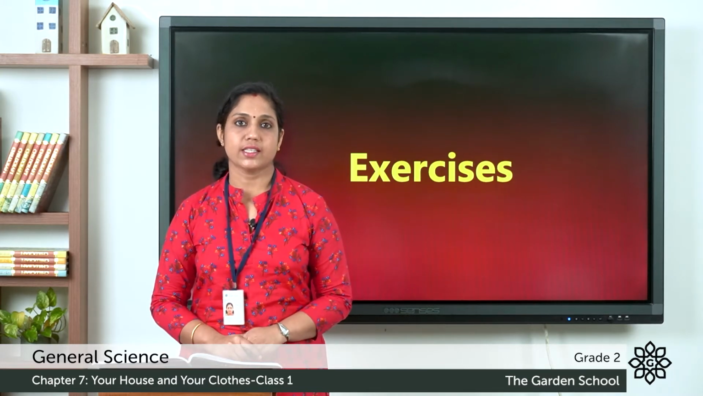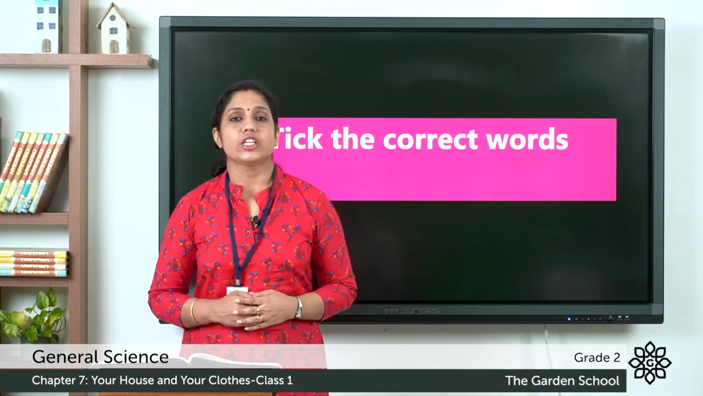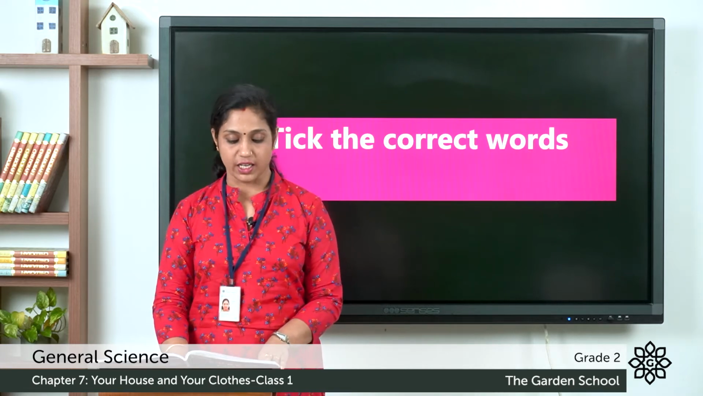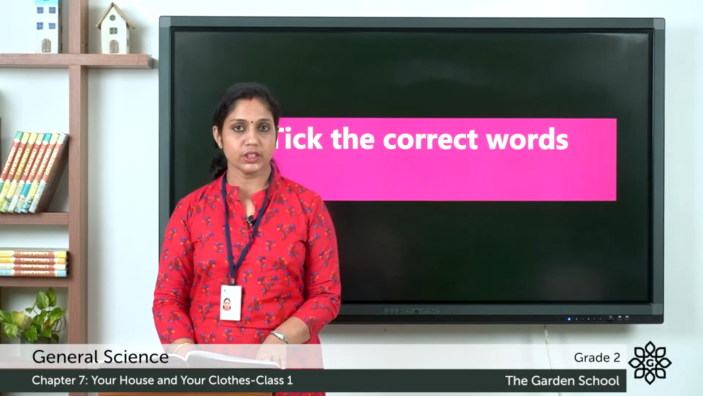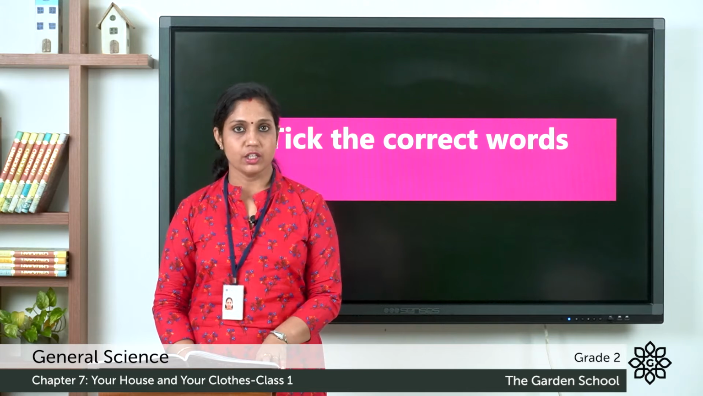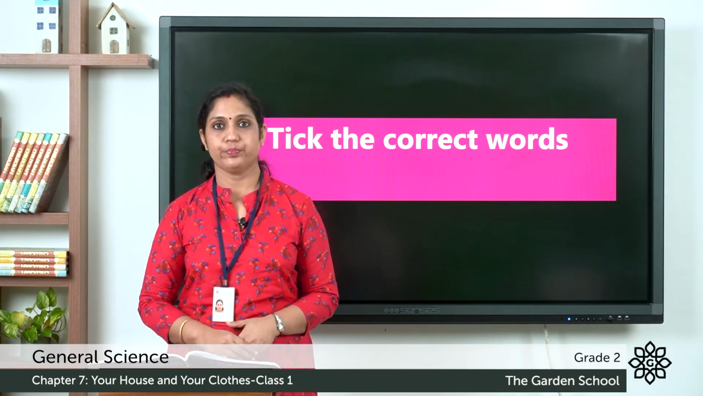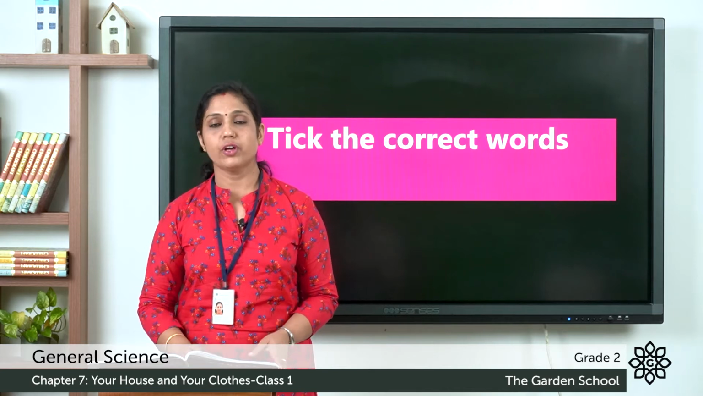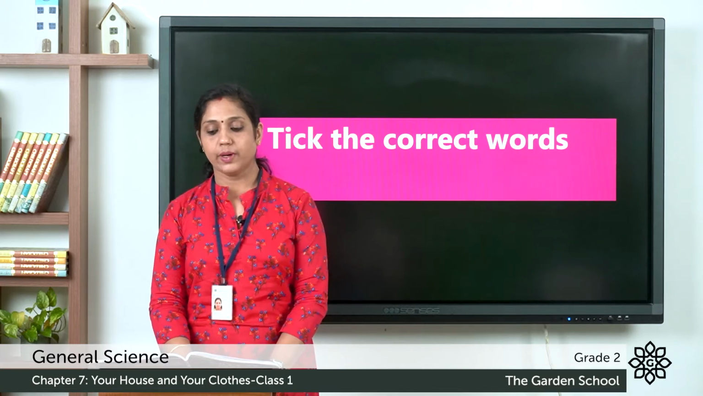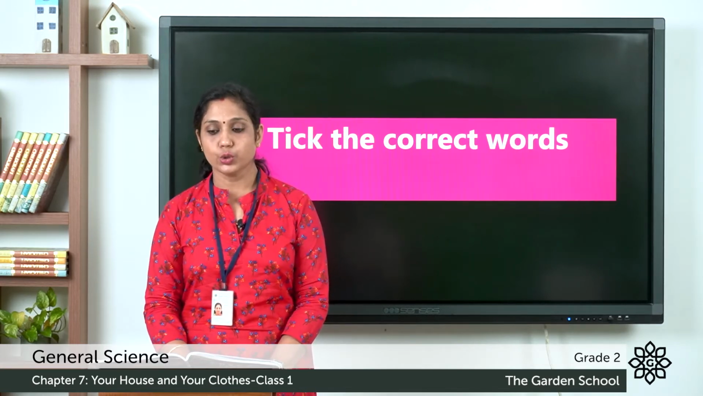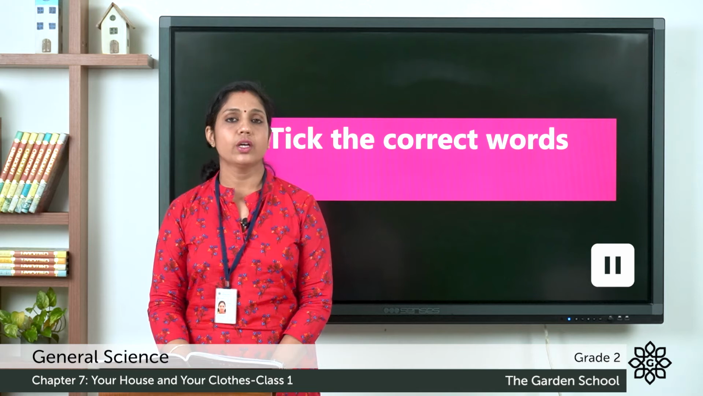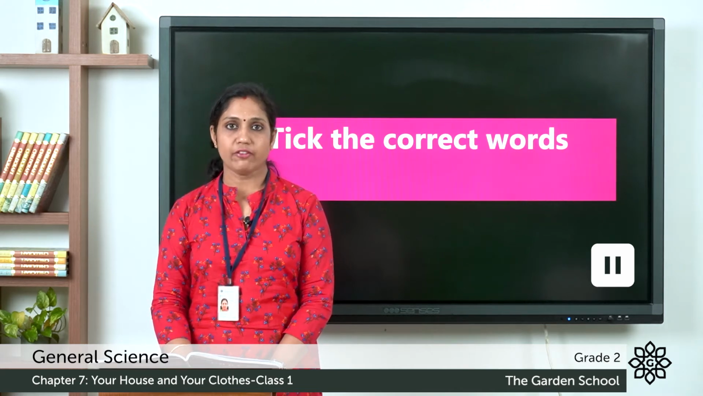Now let's move on to the exercises. Tick the correct words to complete each sentence. First question, the roof of a hut is made of bricks, leaves and sticks, cement. Second question, Pakka houses are strong, temporary, weak. Third question, tents are made of bricks, canvas cloth or plastic, cement. Fourth one, in places that get heavy rains, houses usually have a flat roof, plastic roof, sloping roof. So pause the video, tick the options and you can come back once you have done it.